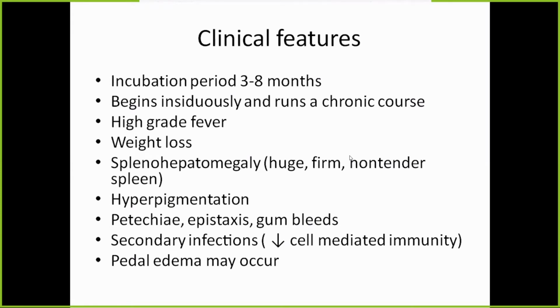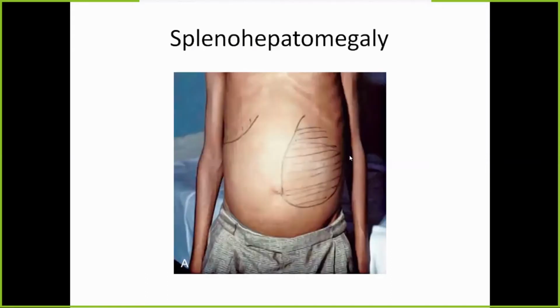Okay, so incubation period 3 to 8 months, chronic disease, high grade fever, weight loss, splenohepatomegaly, hyperpigmentation, and then clinical features of thrombocytopenia and leukopenia and pedal edema. Okay, so this is the splenohepatomegaly.